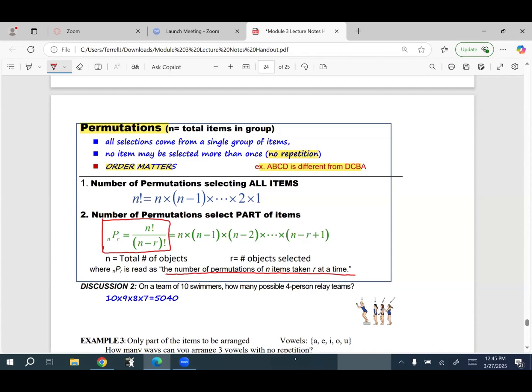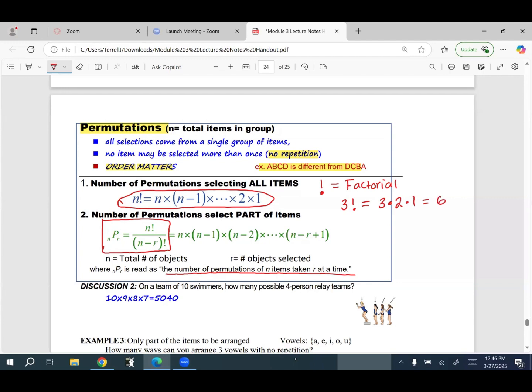Now notice here in the example, in the formula, we have an exclamation point. This exclamation point is called factorial. I wrote algebraically what that means here, but I'll explain it through an example. Let's say I gave you 3 factorial. How we calculate that is 3 times 2 times 1, which is 6.